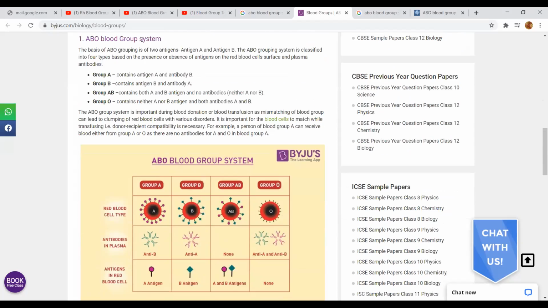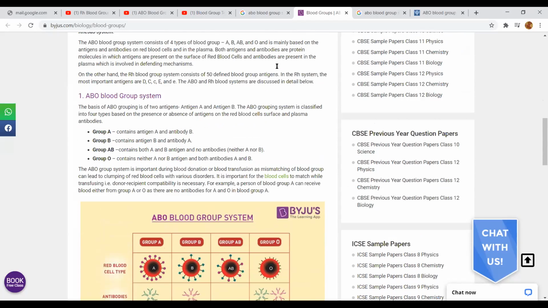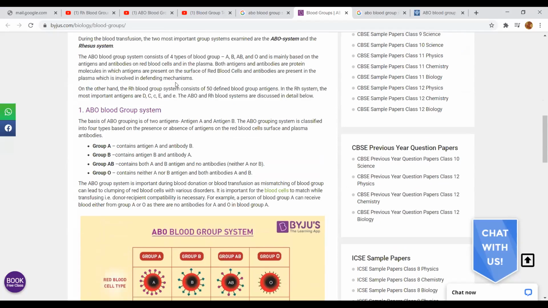The basis of grouping is two antigens, antigen A and antigen B. The ABO grouping system is classified into 4 types based on the presence or absence of the antigens on the red blood cell surface and the plasma antibodies. Now here, what did we find? That these antigens are present on the surface of the red blood cells, and the antibodies are in the plasma. The blood has different layers, and the layer which has the plasma of the blood contains the antibodies.